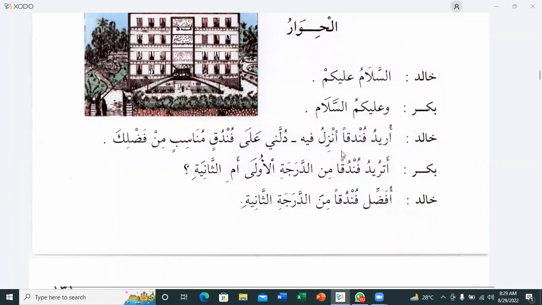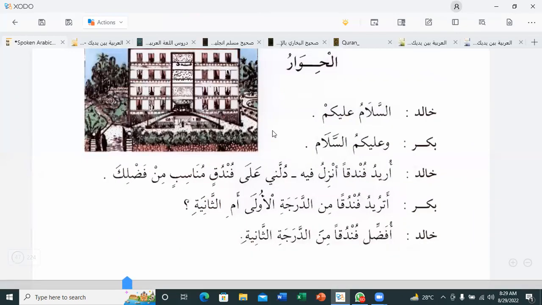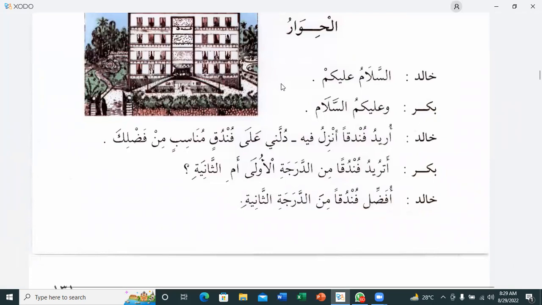Uridu fundukan anzilu fihi. I want a hotel to stay in. Dullani ala fundukin munasibin min fadlik. Please show me a suitable hotel. Okay. Okay, Sabina, next word.